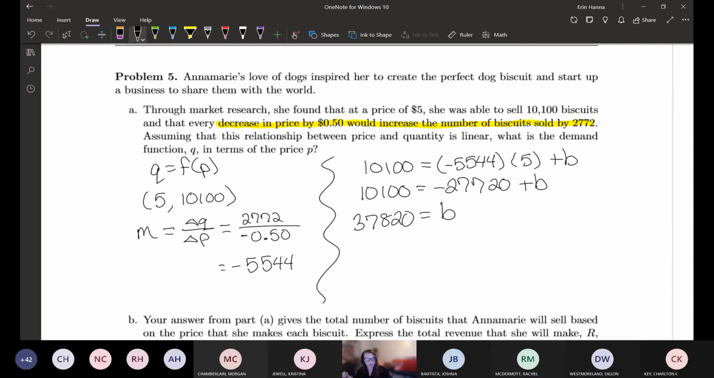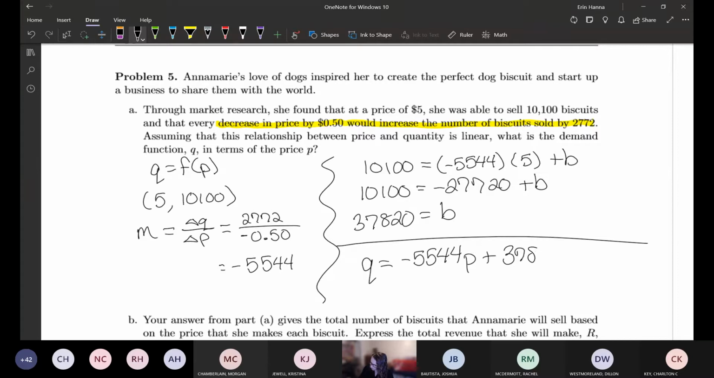As always, I go through these calculations somewhat quickly because I trust and believe you could type it into a calculator. If you ever need me to slow down on those, just let me know. So our equation we're looking for is Q equals negative 5544 P plus 37,820.